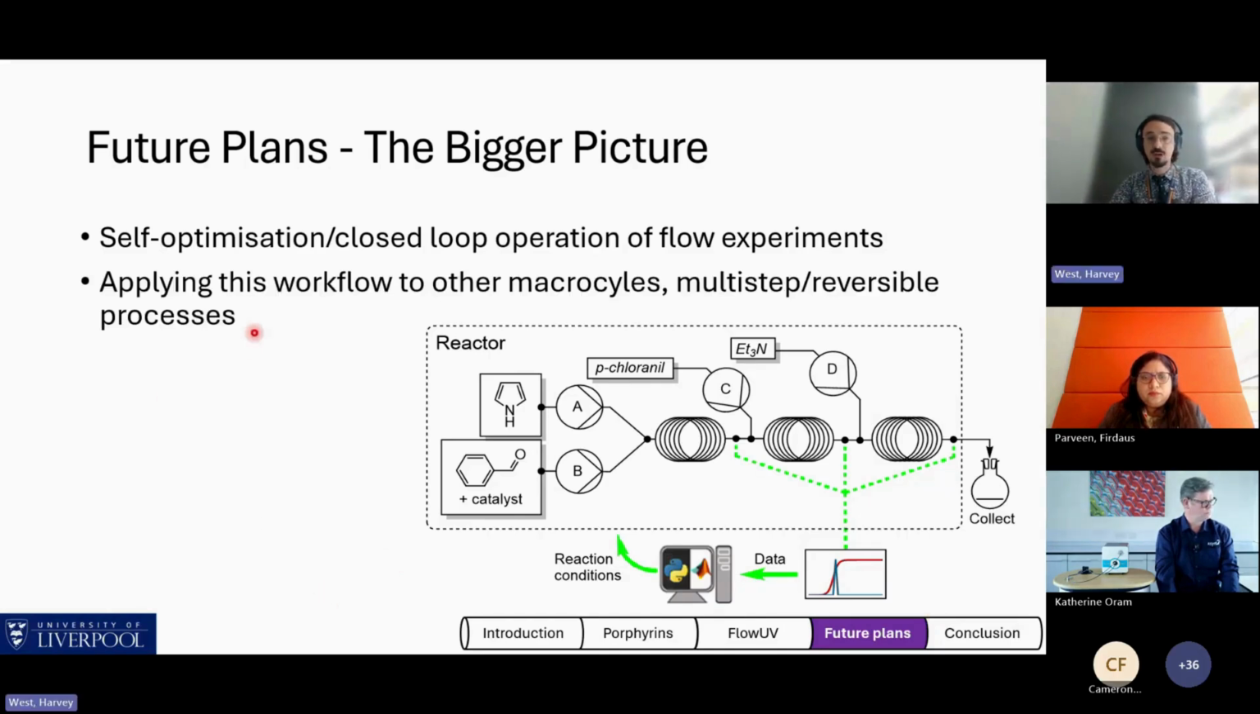But we can go further, and we can apply this body of knowledge to alternate workflows and different chemistries, where we're actively working on analyzing other macrocycles, but also, and most interestingly to myself, multi-step and reversible processes, because these can be exceptionally challenging to probe when working with traditional batch processes.